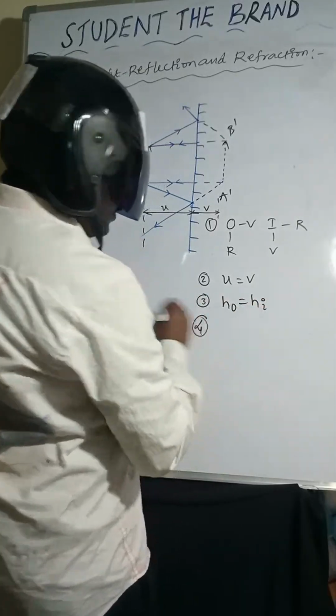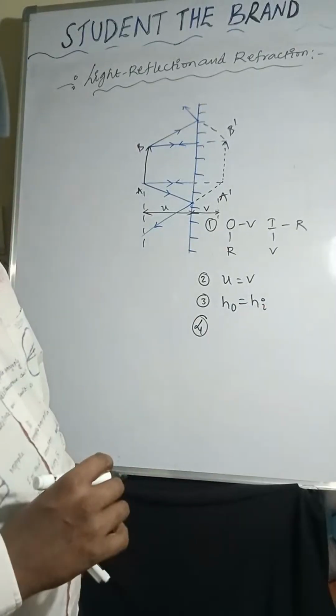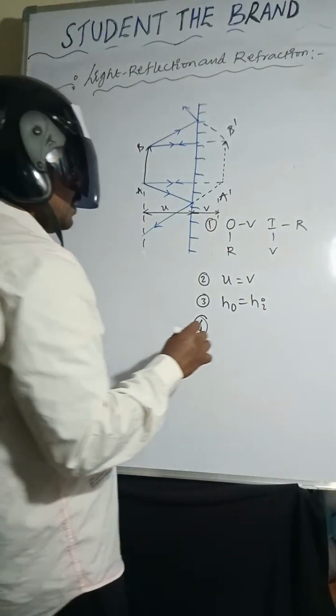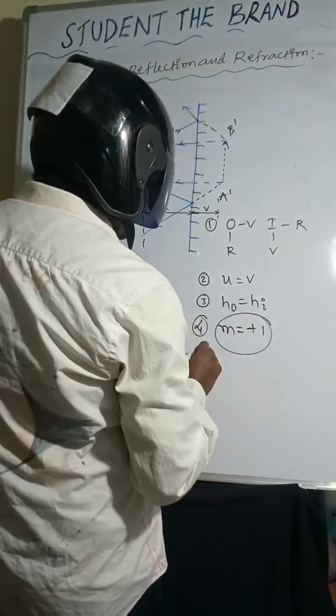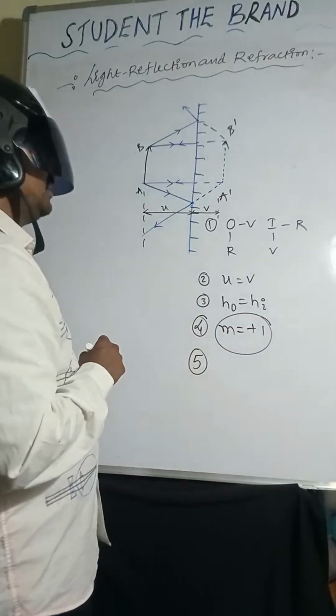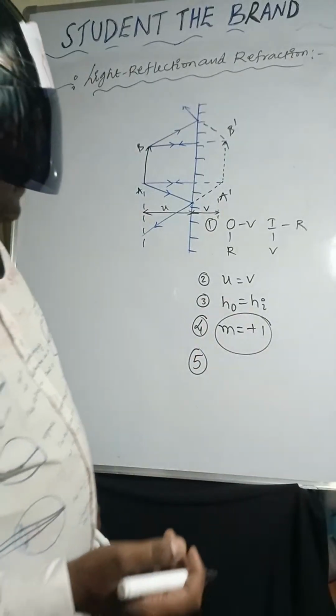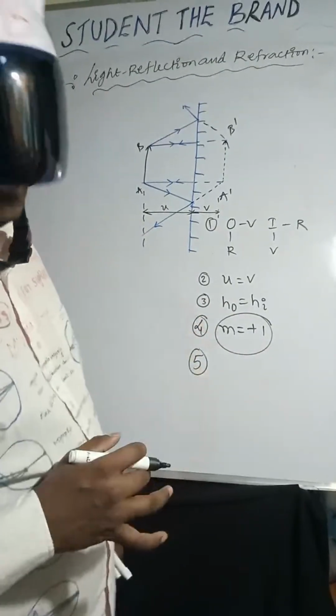And coming to the fourth one, magnification of the plane mirror is +1. And the next one, it also shows lateral inversion.